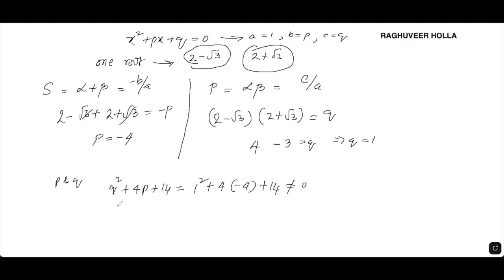Let us have a look at p square minus 4q minus 12. P square is 16, and minus 4 into 1 is minus 4, so minus 12, which results in 0. So the required result is p square minus 4q minus 12 is equal to 0. This is the answer.